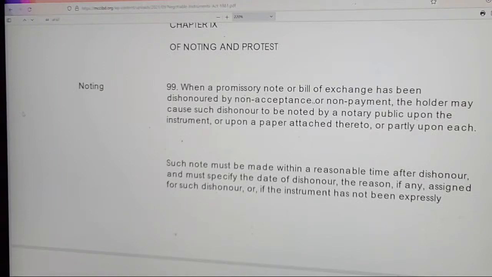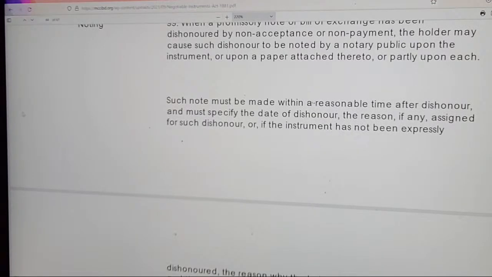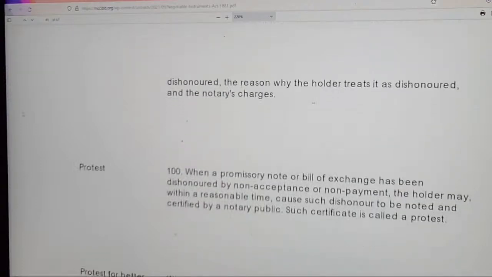Noting. 99. When a promissory note or a bill of exchange has been dishonored by non-acceptance or non-payment, the holder may cause such dishonor to be noted by a notary public upon the instrument or upon a paper attached thereto, or partially upon each. Such note must be made within a reasonable time after dishonor, and must specify the date of dishonor, the reason, if any, assigned for such dishonor, or, if the instrument has not been expressly dishonored, the reason why the holder treats it as dishonored, and the notary's charges.